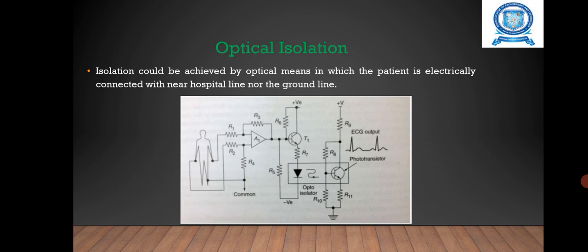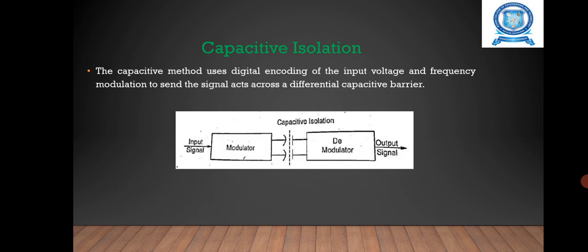Next one is optical isolation. It is achieved by optical means, in which the patient is electrically isolated from the hospital lines and the ground line. Capacitive isolation also uses digital encoding of the input voltage and frequency modulation to send the signal across a differential capacitive barrier. Here you have a bandwidth up to 70 kHz.